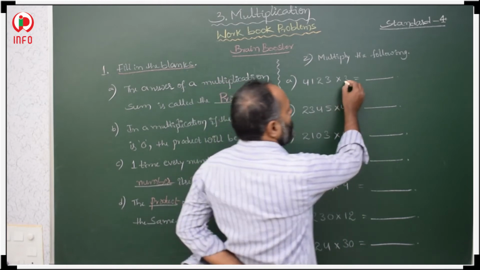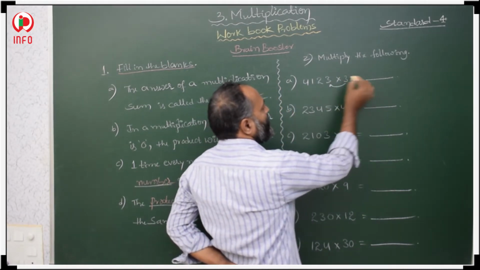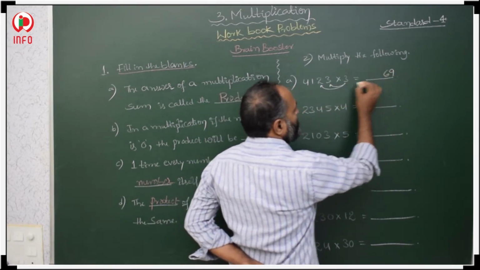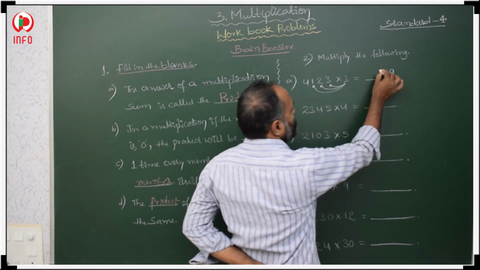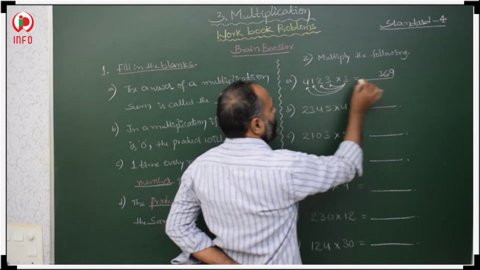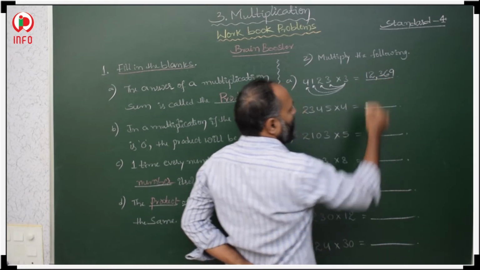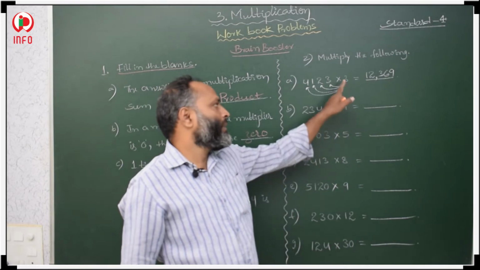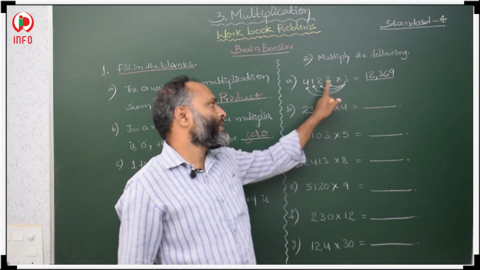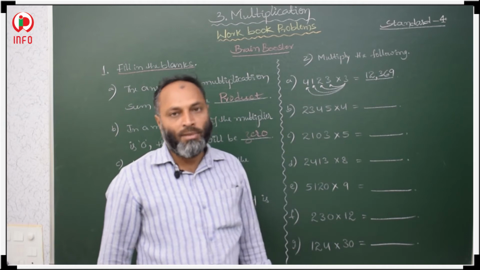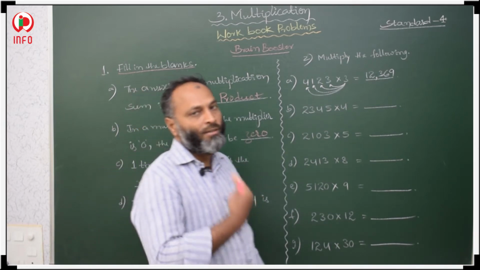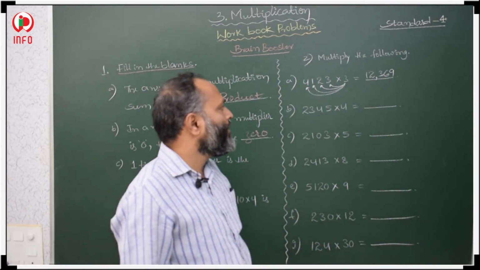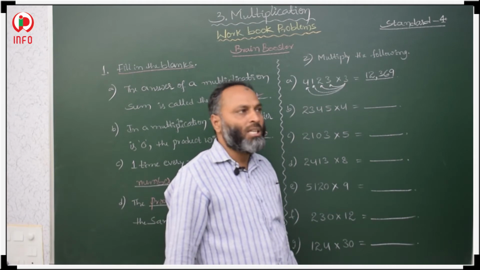See here, first 3 with 1's place: 3 3's are 9, 3 2's are 6, then 3 1's are 3, 3 4's are 12. 12,369. In this way we have to multiply. First we have to multiply with 1's place, next 10's place, next 100's place, next 1000's place. From 1's to 1000's we have to multiply directly.